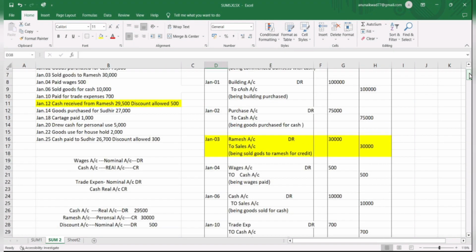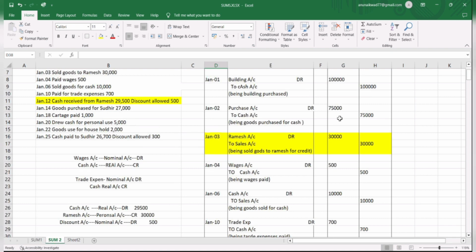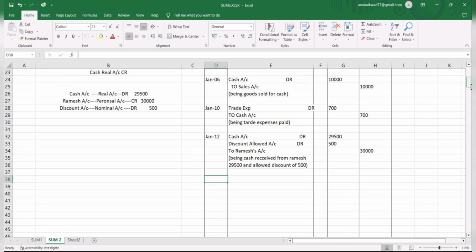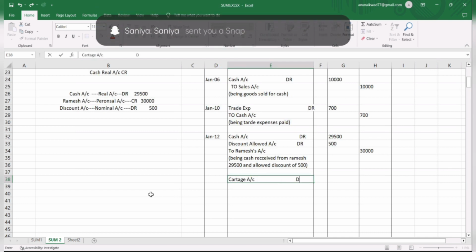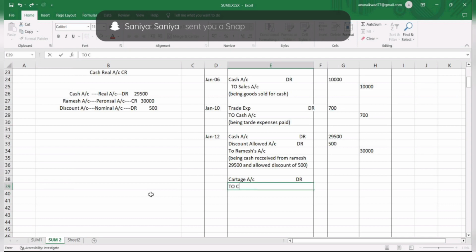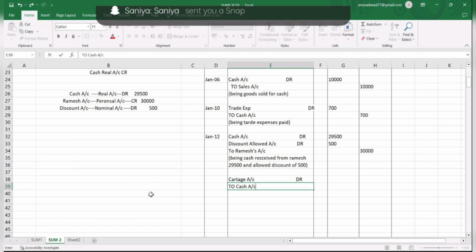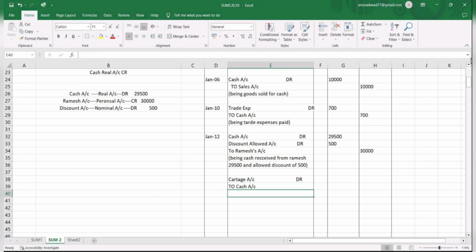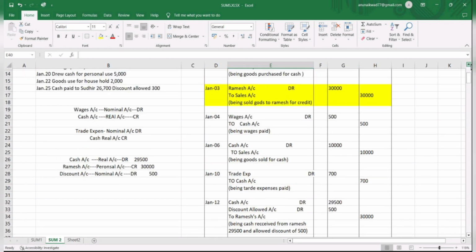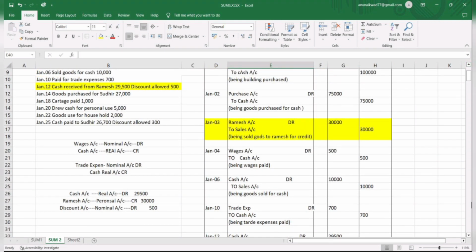Next one, cartage paid 1,000. We are paying the cartage. Cartage is an expense and expense is debited. So cartage account debit to cash account. When did this transaction take place? Okay, 18th January.